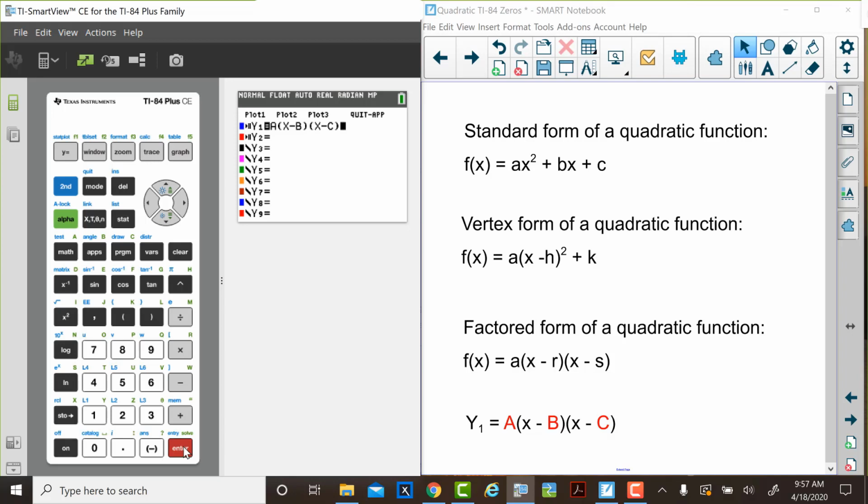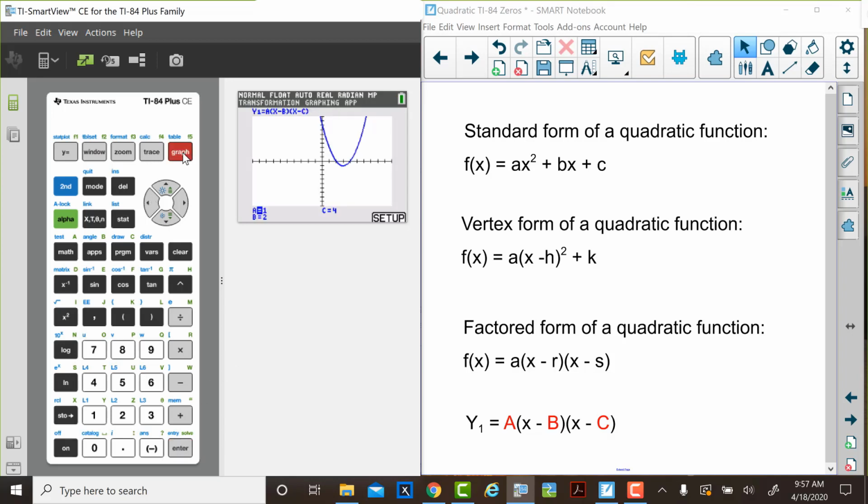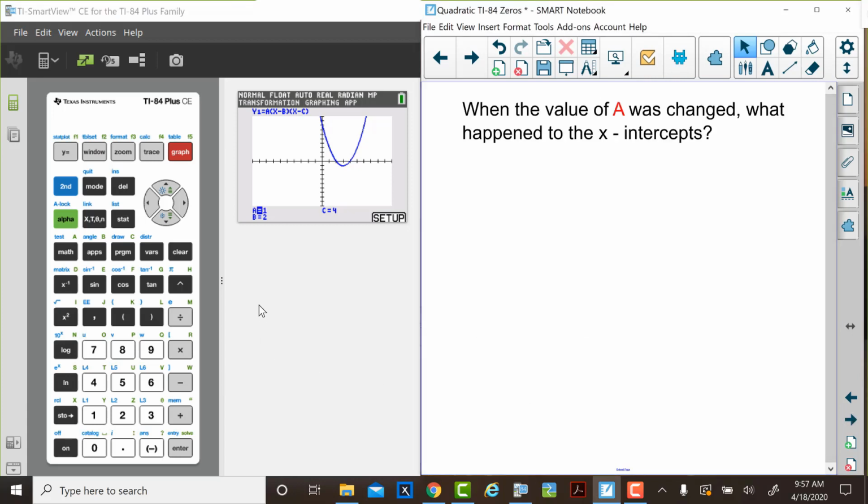Now she'll press graph, and the last values stored for a, b, and c will be shown on the screen. Currently, as you see, a is equal to 1, b is equal to 2, and c is equal to 4. This positive a value means the parabola opens up. Judy's going to change the value of a, and we'd like you to think about, as the a value is changed, what happens to the x-intercepts? a could be positive or negative. Of course, a cannot equal 0.